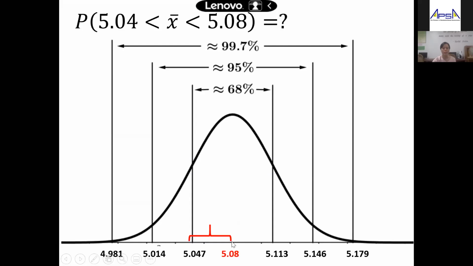So ang kalahati ng 68%, 34. So 34% sana to. Kaya lang lumagpas ka ng konti kasi the question is 5.04 not 5.047. So this portion here is probably a bit larger than 34%. So again, ito 68 yung buo. Ang kalahati, 34. Kaya lang lumagpas to ng konti dito. So we expect probably higher than 34%.